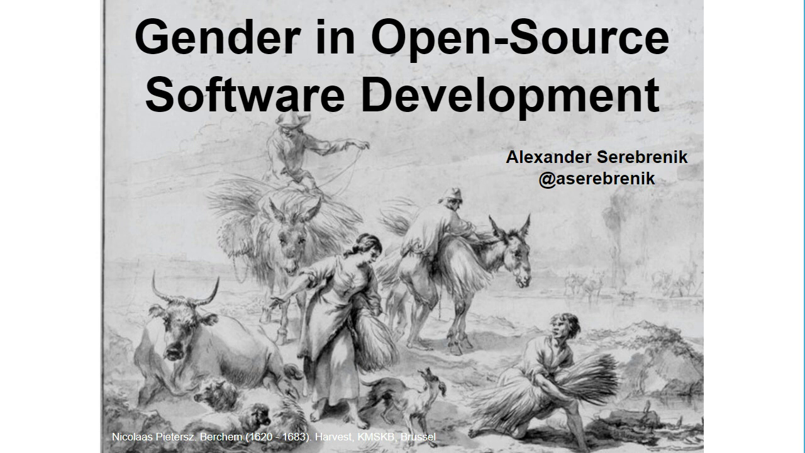So why would we like to look at gender in software development? The reason is essentially very simple. Software development is a collaborative activity, not dissimilar to the harvest we see on the etching of Niklas Peterson Berham, where we see essentially people of different genders working jointly towards a shared goal. Of course, in case of software development, the goal is slightly different, but we still need to understand experiences and ways of working of different individuals, and in particular individuals of different genders, when we are looking at software development.